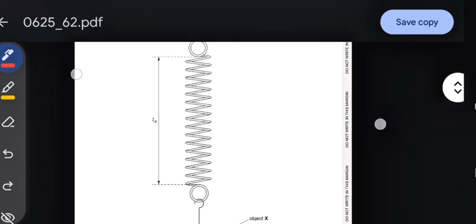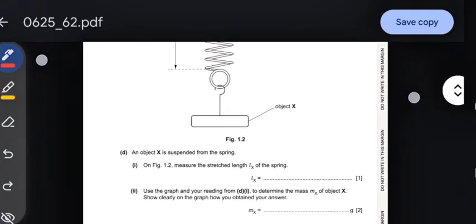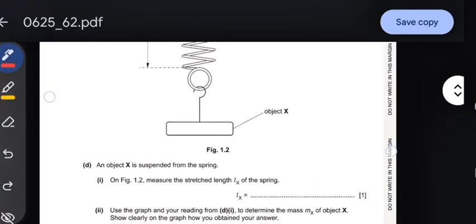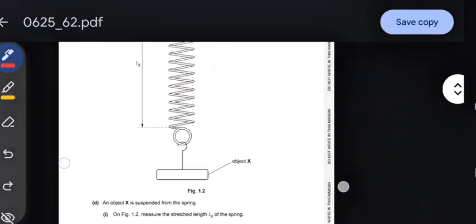Okay, now next, an object X is suspended from the spring. On figure 1.2, measure the stretch length Lx of the spring.